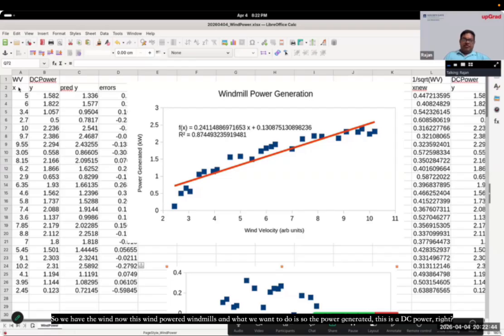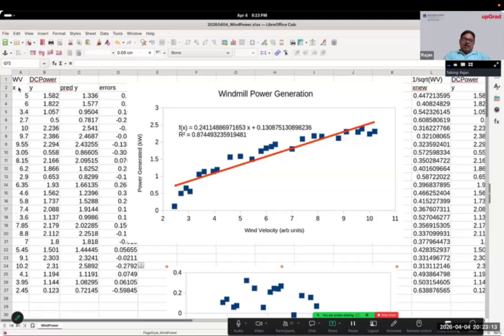This is wind power from windmills. The power generated is a DC power, because it's essentially a coil rotating inside a permanent magnet. When the coil rotates inside this magnetic field, a direct current is produced. Now, what is the odds of something?